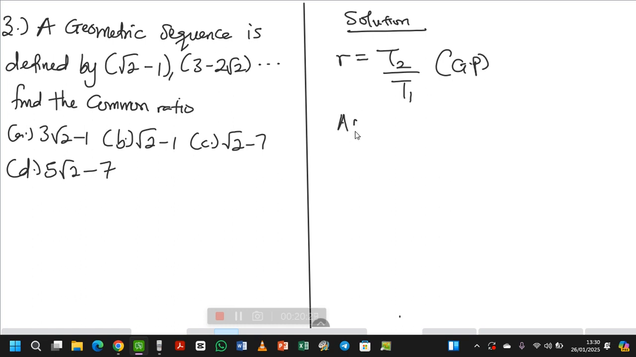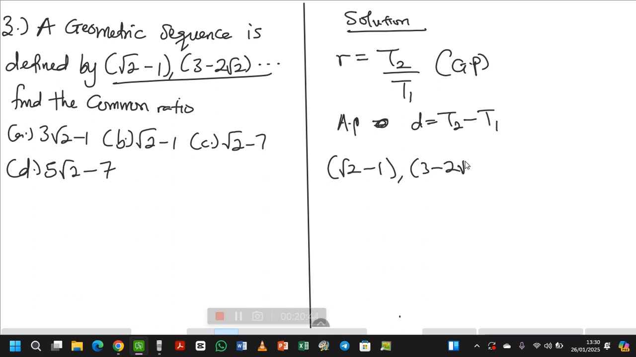If it is under AP, you will be having what we call the common difference, and that is T2 minus T1. Now, look at this sequence. They gave you root 2 minus 1, then 3 minus 2 root 2, and so on. This is your T1, and this is your T2, right? Do you understand that? Yes. Now, they say you find the common ratio. So common ratio is equal to T2 over T1.